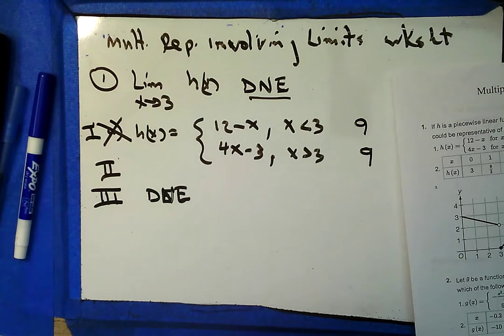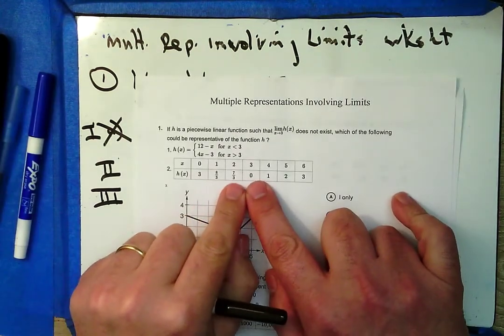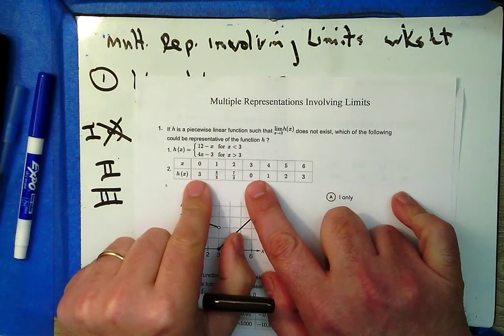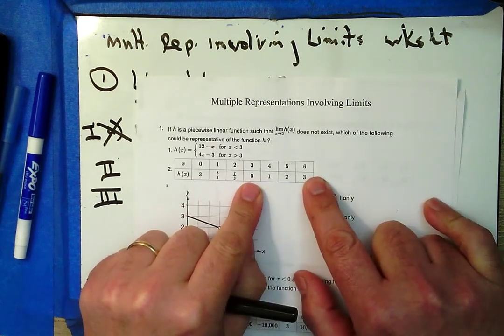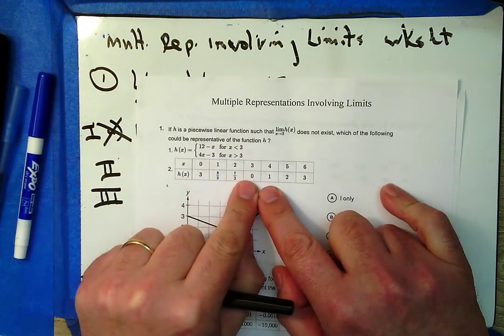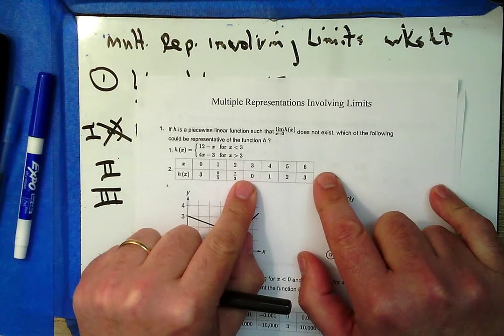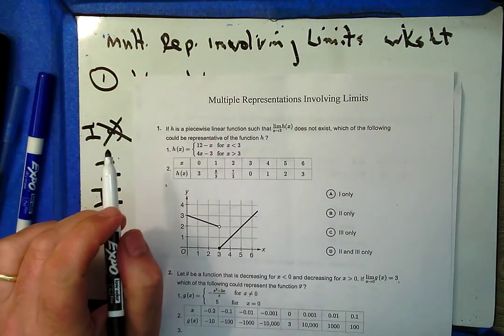Okay, and I want to go back to 2 for a second and say something about that. If h is a piecewise linear function, well, that's interesting. So then to the left of 3, this function is decreasing, and to the right of 3, this function is increasing. This is going down towards 0. This is going up from 0. So why does that limit not exist?